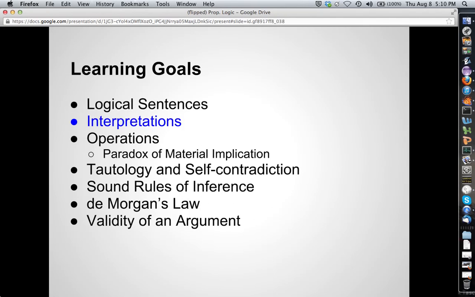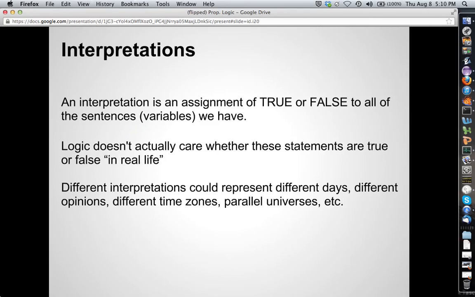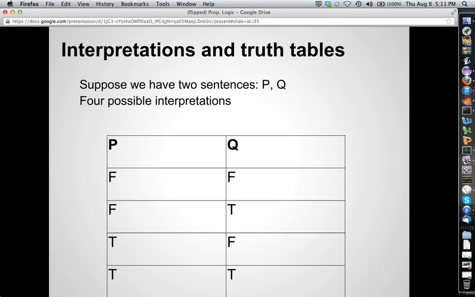So let's talk about interpretations. An interpretation is an assignment of true or false to all of the sentences that we have for a particular example. And once again, logic doesn't really care if these sentences are true or false in real life. One way that I've found helpful to think about this is that different interpretations could represent different days. In other words, it's raining today is true, tomorrow might be false because it stops raining. It could be different opinions, different people might disagree, it could be happening in different time zones, there could be parallel universes, whatever.